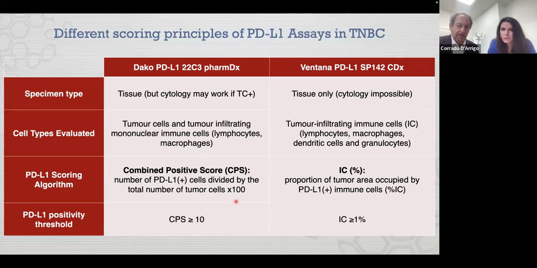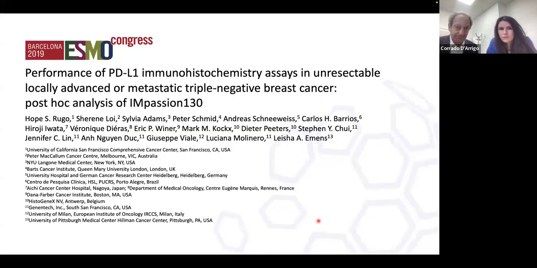And then also, what we count is different. Here is a ratio between the total number of positive cells versus the denominator, which is the total number of tumor cells. Here is an area ratio, the area of tumor tissue occupied by the immune cells.